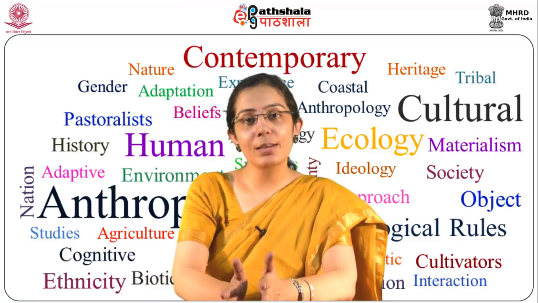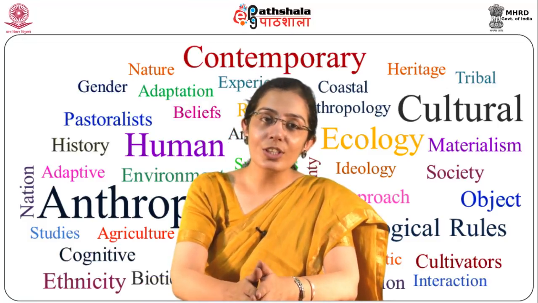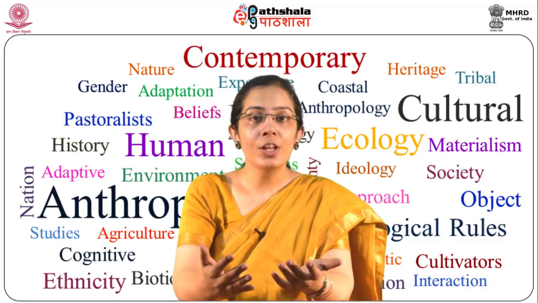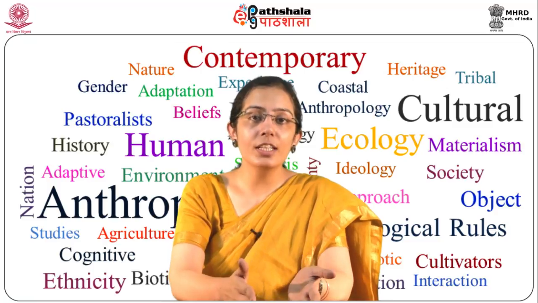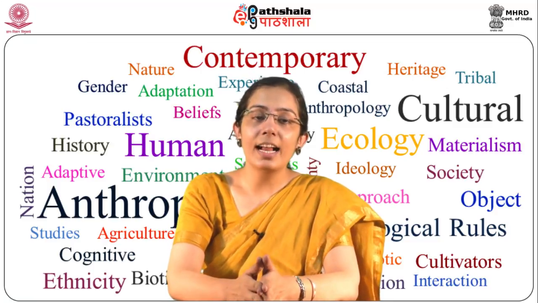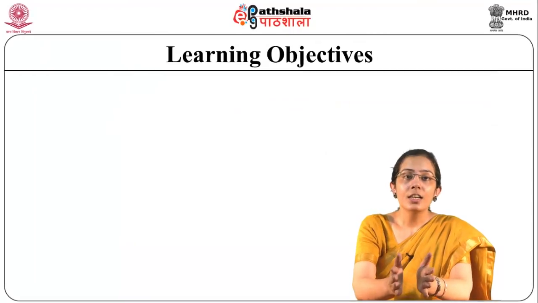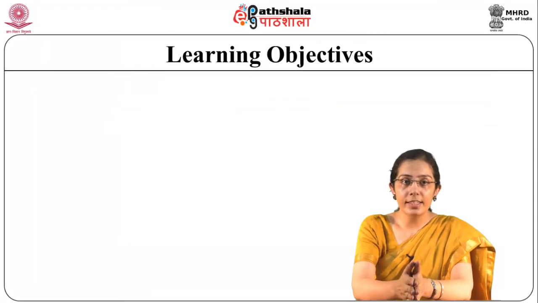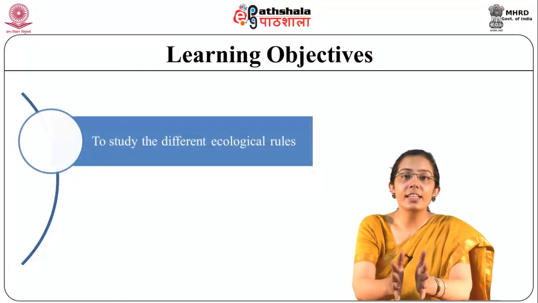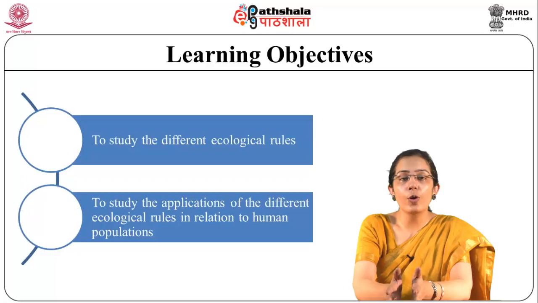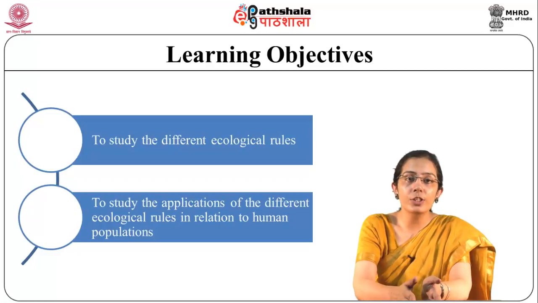Today we will discuss the module Ecological Rules and their application to human population from the paper Ecological Anthropology, Cultural and Biological Dimension. This module covers learning objectives which include to study the different ecological rules and to study the application of different ecological rules in relation to human population.